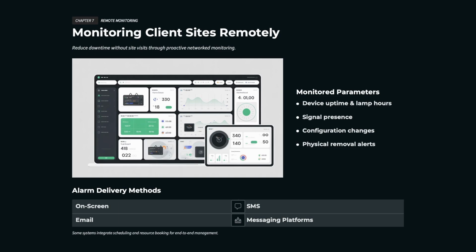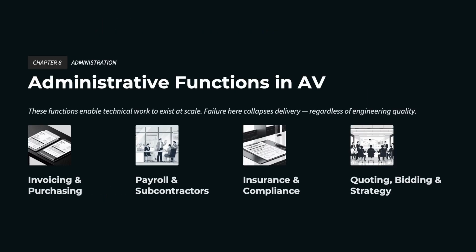And finally, some administrative work that you will do in your career. Some of those functions include invoicing, purchasing, payroll, subcontractor management, insurance, quoting and bidding, financial tracking, and strategic planning. These functions enable technical work to exist at scale. Failure here collapses delivery regardless of engineering quality.